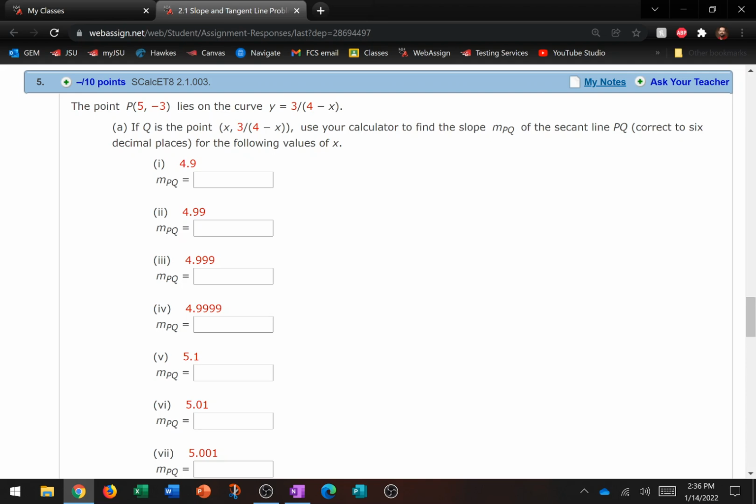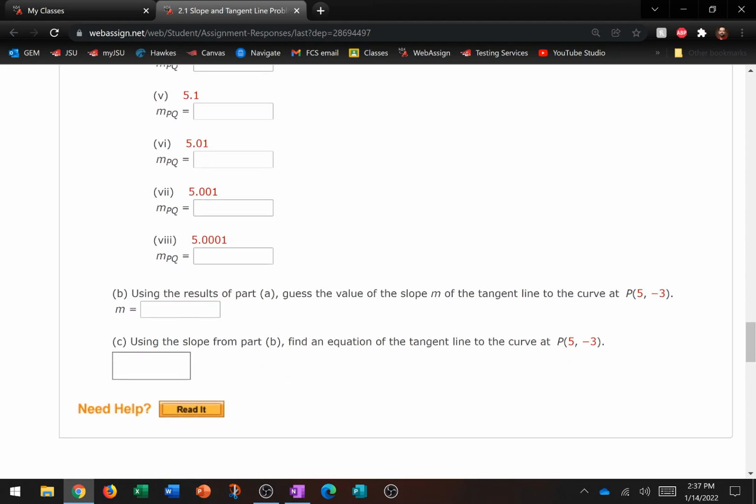So again, we're taking the point 5, negative 3, and for our x coordinate on Q, it'll be 4.9 on this first one. And then to figure out what the y coordinate is, you plug it into 3 over 4 minus x. Then find the slope. Add there, and then it'll ask you the same thing on part B. It'll say, guess, what would be the slope of the tangent line then? This one, it doesn't tell you to take the average. It just says, use the limit idea, take your guess.